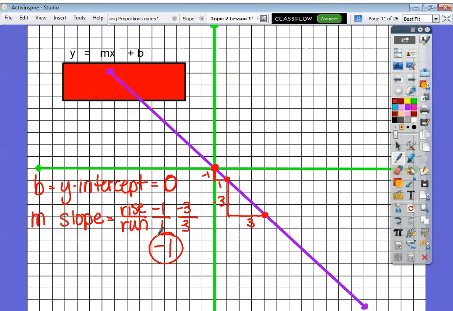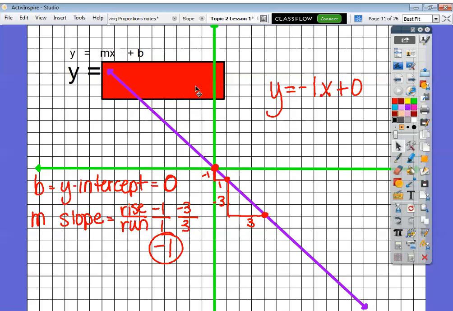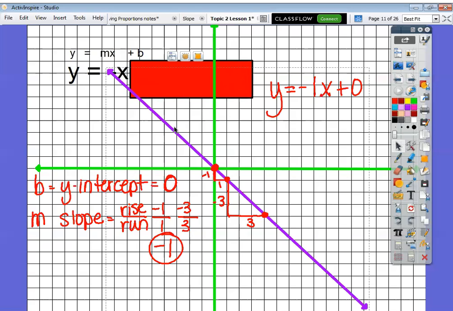Now here's where it gets interesting, because right now my equation would look like this: my slope is -1 x plus 0. That's my equation after plugging those things in. But watch what you could do. y equals -x.